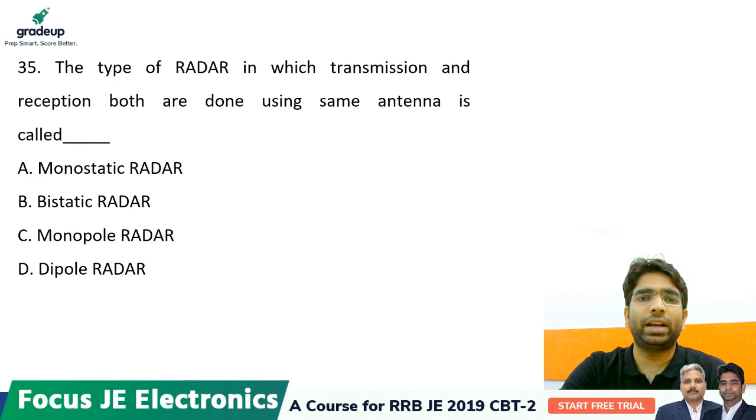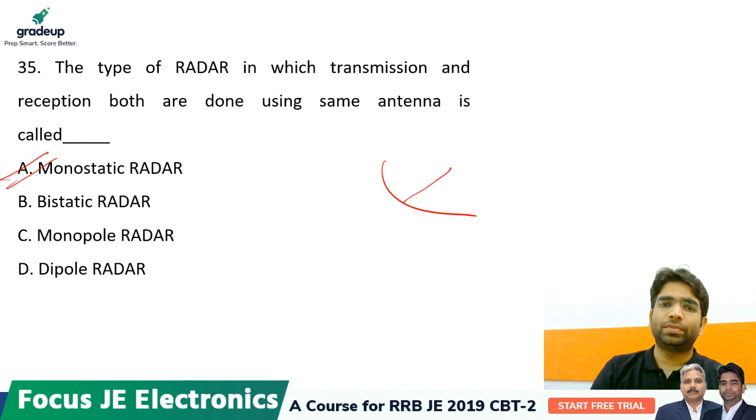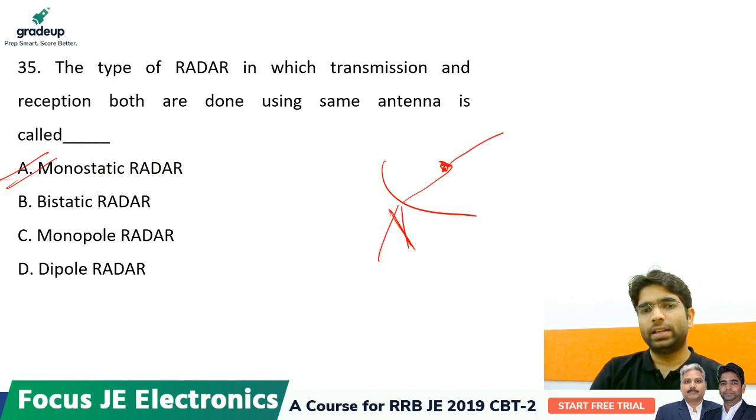The type of radar in which transmission and reception both are done using the same antenna is called monostatic. Monostatic means the same antenna is used for transmission also, and the same antenna is used for reception also.